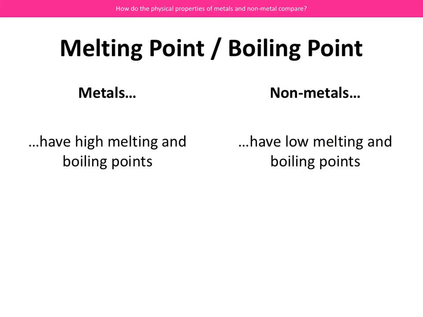So generally speaking, metals have high melting and boiling points, and non-metals have low melting and boiling points. But I must stress that's generally. That doesn't necessarily apply to every single example of a metal and every single example of a non-metal. For example, we saw that mercury was a liquid, and we saw with non-metals, silicon and carbon, they were solids. But as a guide or as a rule of thumb, metals have high melting points and boiling points, and non-metals have low melting and boiling points.